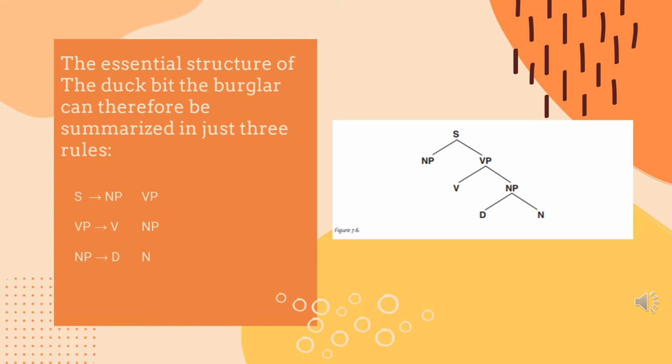Sentence, replaced by noun phrase and verb phrase. Verb phrase, replaced by verb and noun phrase. And noun phrase, replaced by determiner and noun. On a tree diagram, these three rules would appear as in the next picture. As we can see, the sentence includes a noun phrase and a verb phrase, followed by verb and noun phrase, followed by determiner and noun.